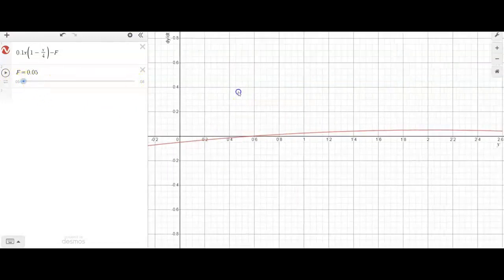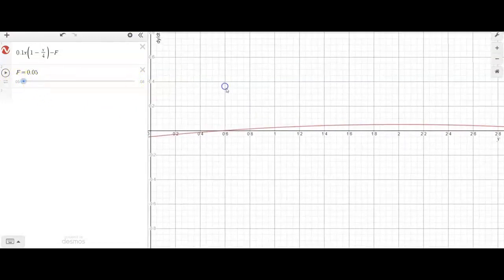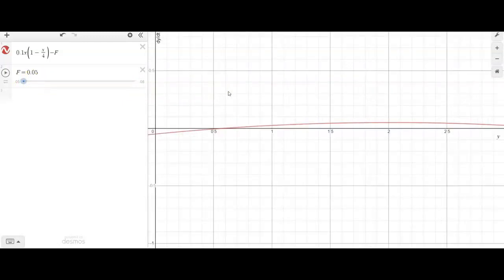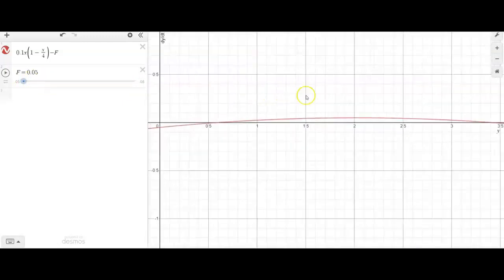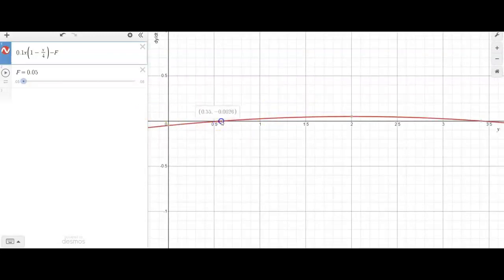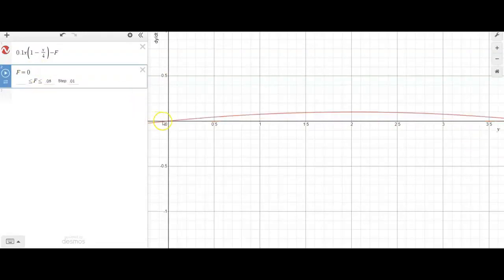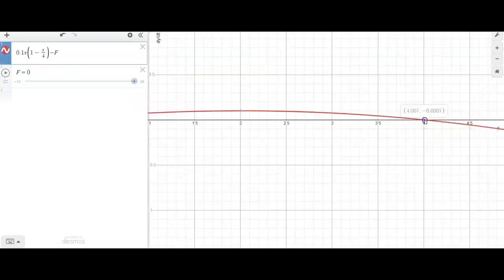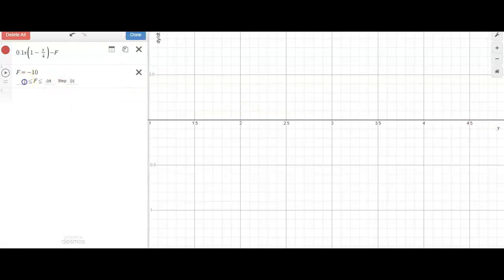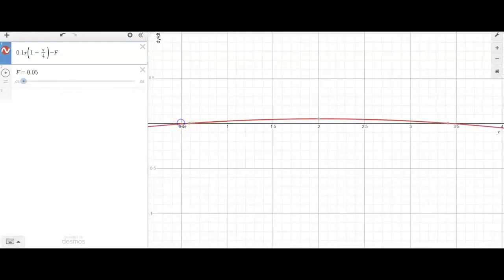So if we let 0.05 thousand, or 50 fish, be caught each month, then that suggests that we'll have two equilibrium points, 0.586 and 3.414. Now recall that if f was 0, we had equilibrium points of 0 and 4. Okay, but oops, I just changed that, 0.05. Okay, but now notice what happened.